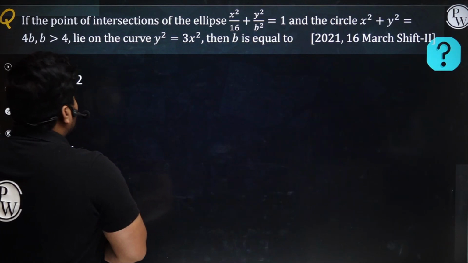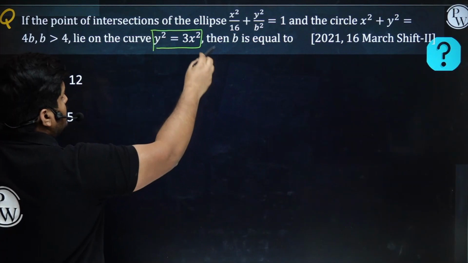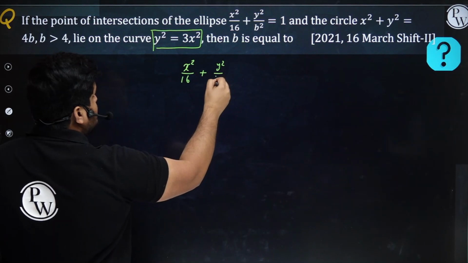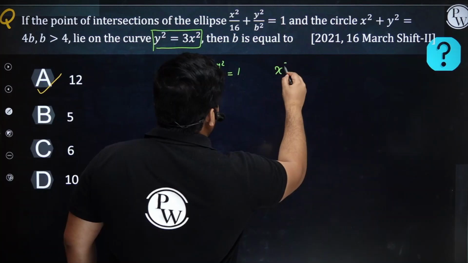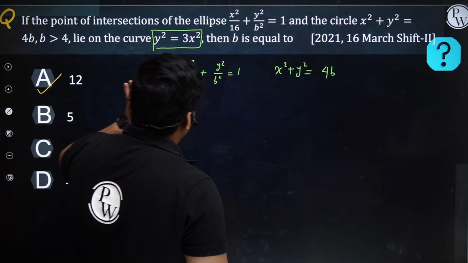If the point of intersection of ellipse and the circle lie on the curve y square equal to 3x square, then b is equal to, so this is x square by 16 plus y square by b square equal to 1. This is the ellipse and the circle equation is x square plus y square is equal to 4b. Fine. Their intersection is satisfying y square equal to 3x square. Correct. So we need to solve for b.